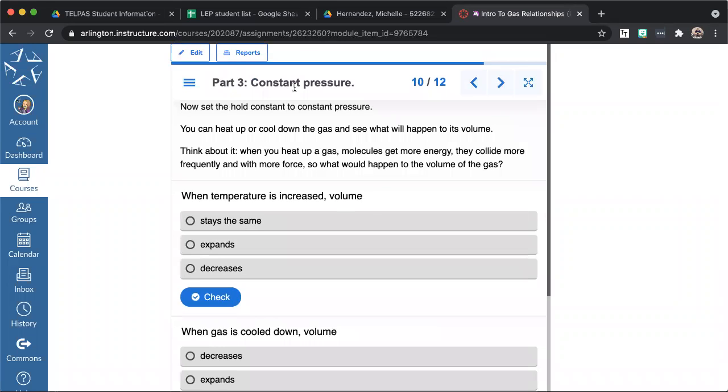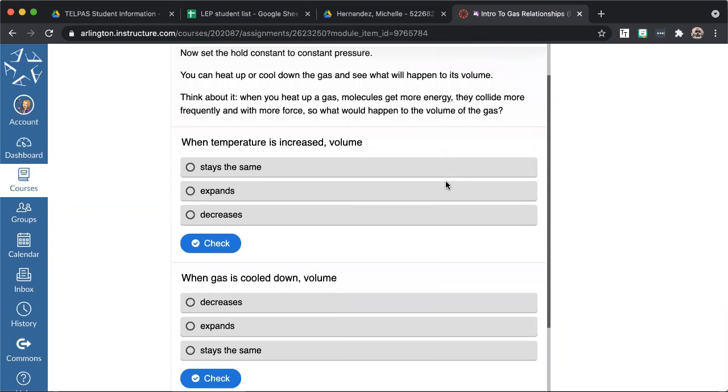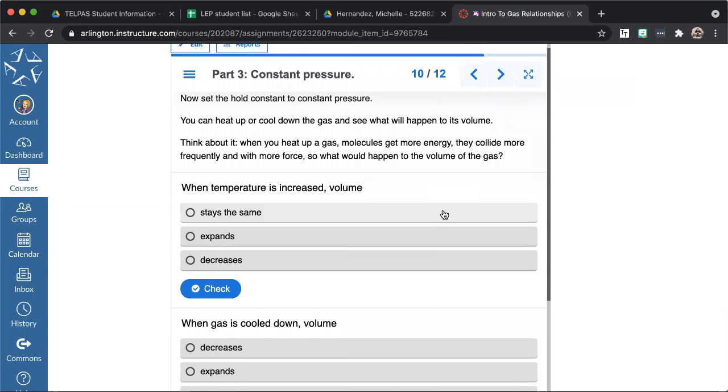Part 3, you're going to set your pressure to be constant. So over on that hold constant menu, you'll change it to pressure. And then you can heat up or cool down the gas. You can increase or decrease the temperature and see what's happening to the volume. And kind of think about how does that relate to the kinetic energy that we talked about last week. And what is pressure? So think about the definition of pressure that we talked about last week.